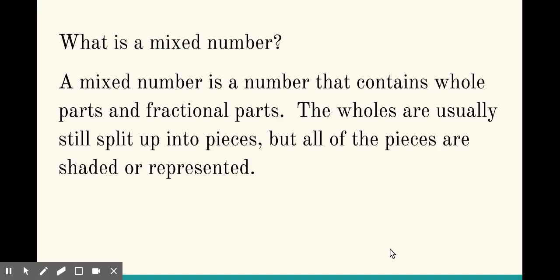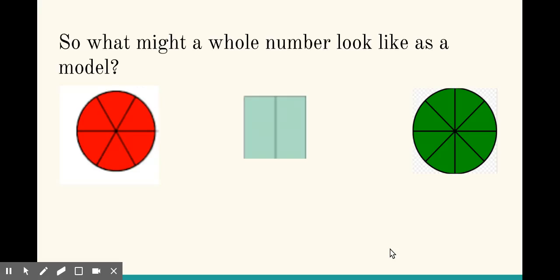So what is a mixed number? A mixed number is called a mixed number because it contains whole parts and it also contains fractional parts. And the wholes are usually still split up into pieces, but all of those pieces are shaded or represented. So let's look at some examples of wholes. So here are 3 different examples of wholes, and you can notice they're cut up differently. They might look a little different, but all of the pieces of each of these wholes are represented.